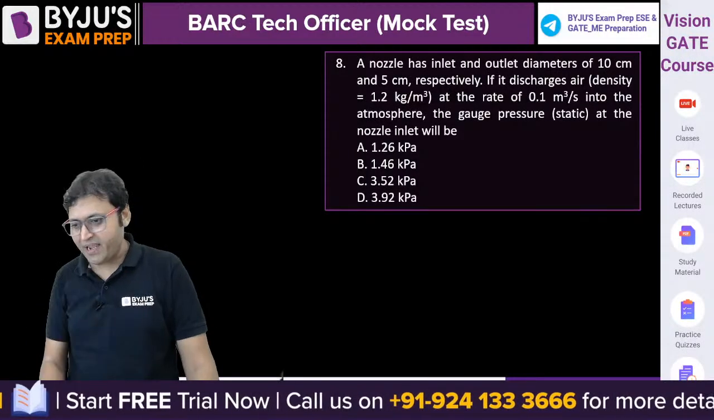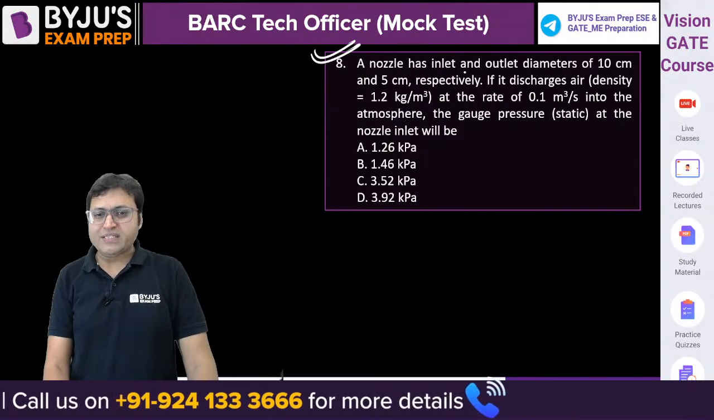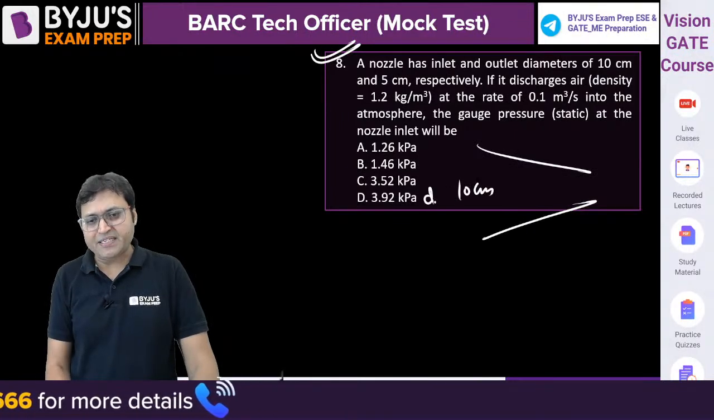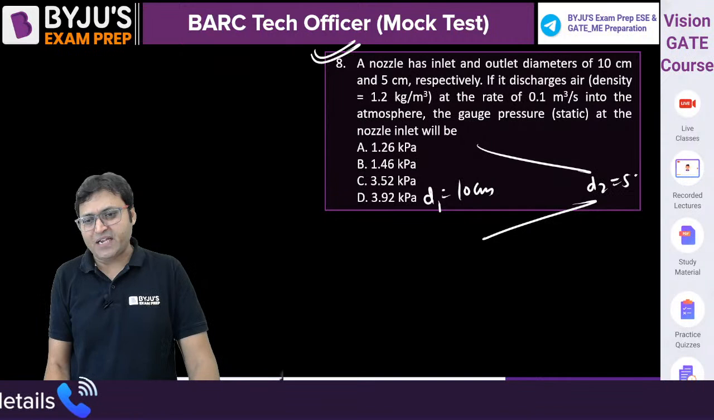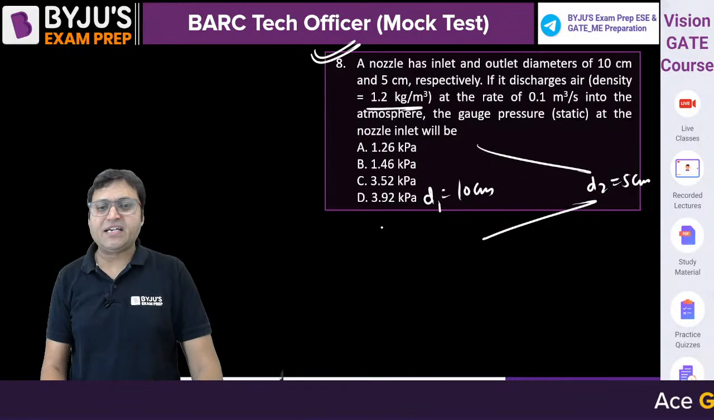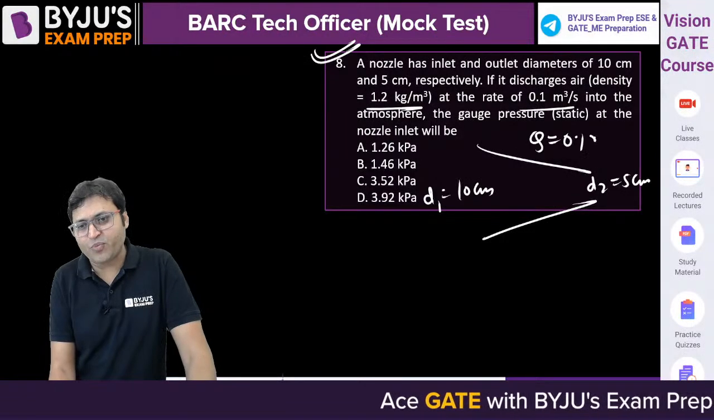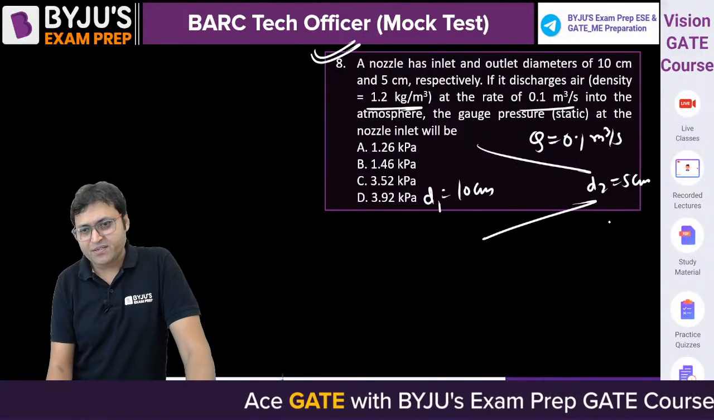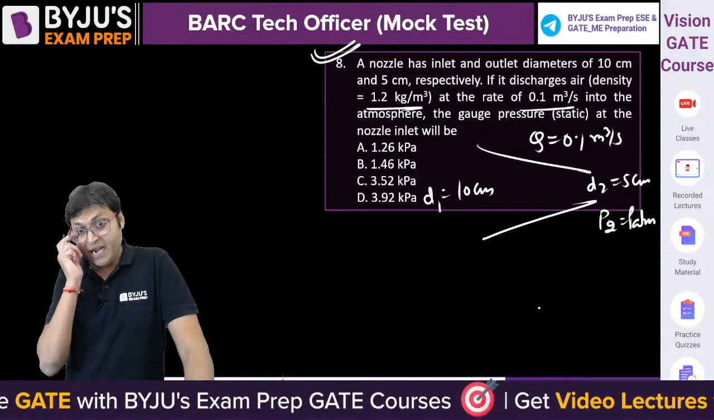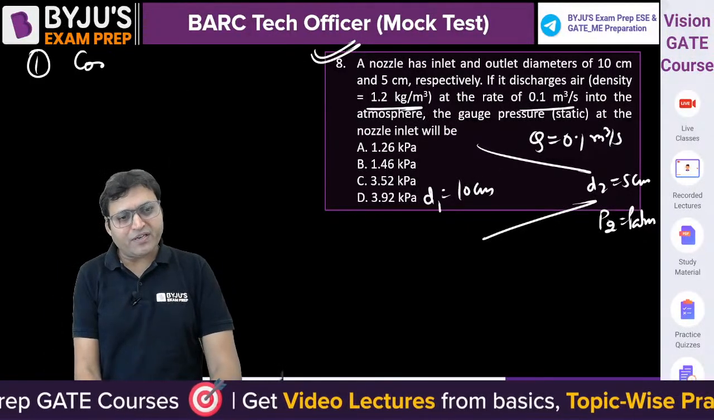The next one, question number 8. A nozzle has an inlet and outlet diameter of 10 centimeter and 5 centimeter. This is 10 centimeter, that is D1, and this is D2, 5 centimeter, that is the nozzle. If it discharges air having a density of 1.2 kg per meter cube at the rate of 0.1 meter cube per second into the atmosphere, so P2 is equal to P atm. The gauge pressure at the nozzle inlet will be? So by using the Bernoulli equation, first of all, apply the continuity equation.